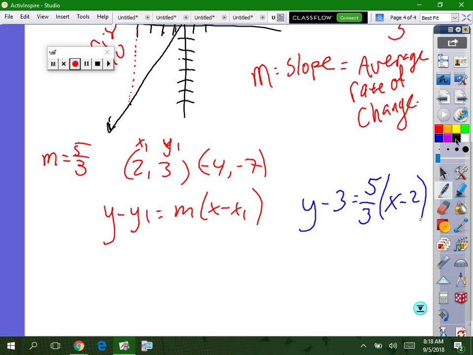Really quick though, how do I go ahead and multiply fractions? Straight across. Okay? Key thing there. Here we go. So I have y minus 3 equals 5 thirds x minus, straight across. What's underneath this 2 even though it's not there? 1. 5 times 2 is 10. 3 times 1 is 3, so I'm at negative 10 thirds.